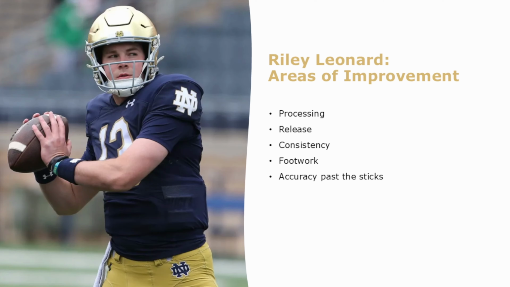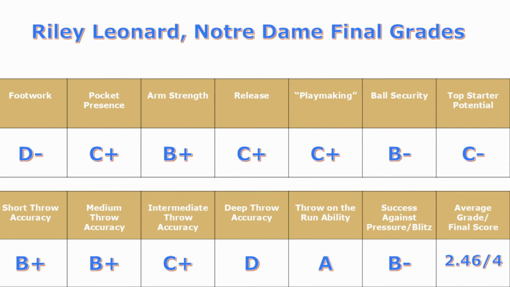If he can improve his footwork, that will definitely help, but it's just so far behind right now that I have a hard time feeling confident he'll suddenly make an improvement in that area. Finally, all those issues culminate into struggles with his accuracy pass statistics, which may make teams question if quarterback is his best position in the NFL. So by taking the average of all his scores, Riley Leonard ended up earning a 2.46 out of 4, which puts him in my tier of needs improvement to contribute.